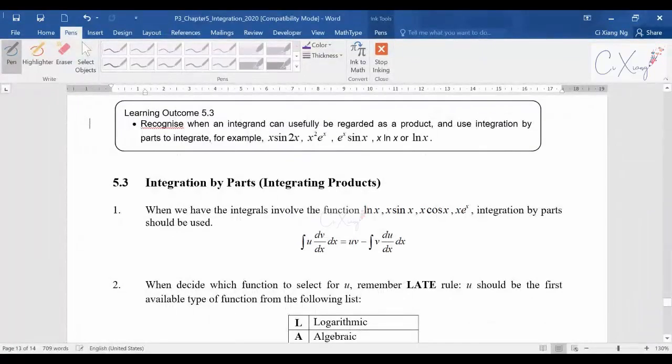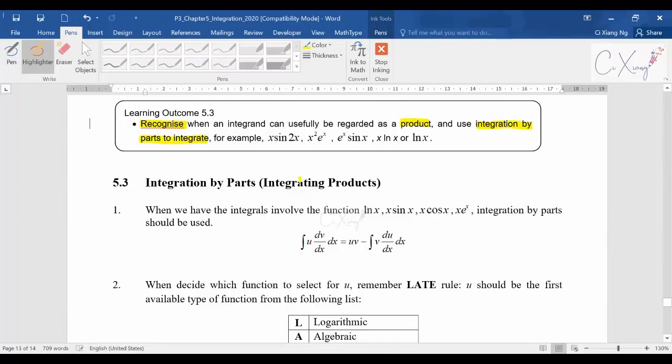So let's have a look at the learning outcome. For the learning outcome, of course, very obvious. They want you to recognize an integral that can usefully be regarded as a product, and then you have to use integration by parts to integrate.